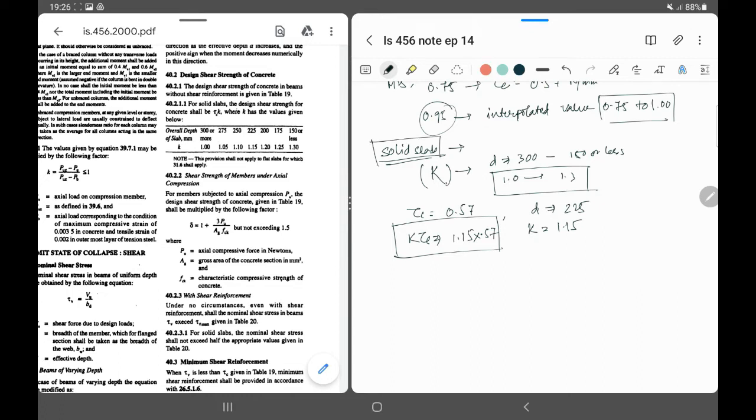Okay. Here they are saying the shear strength of member for axial compression. This is the formula, but I have never seen it coming in examination.